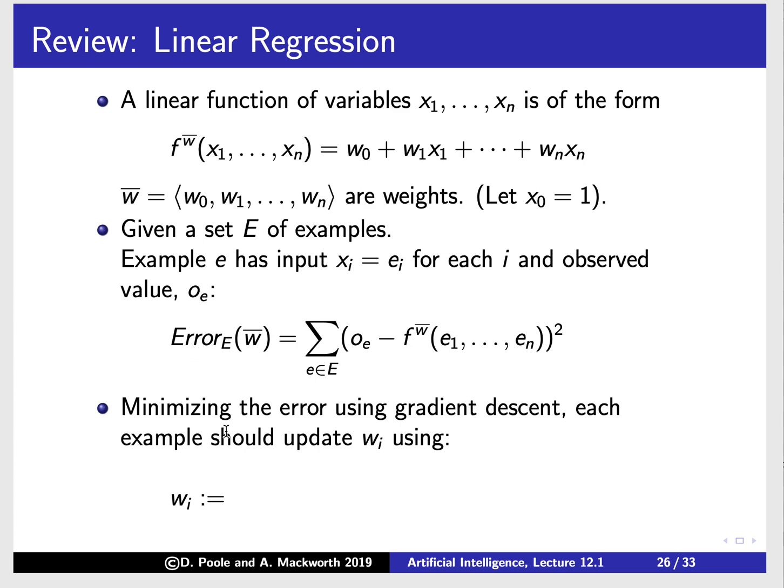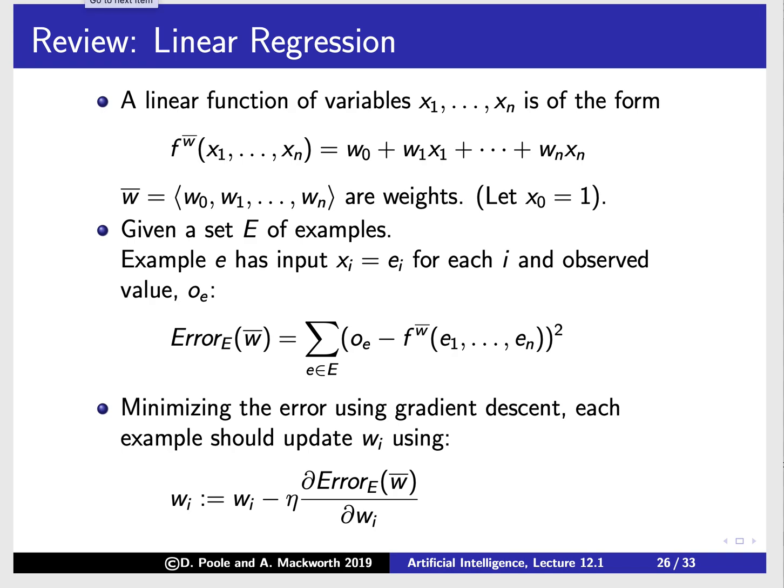Just like we did before, we're going to differentiate it. So each example should update wi: wi becomes wi minus eta times the derivative of the error with respect to wi. You should have seen this before. Now we can implement this with gradient descent.